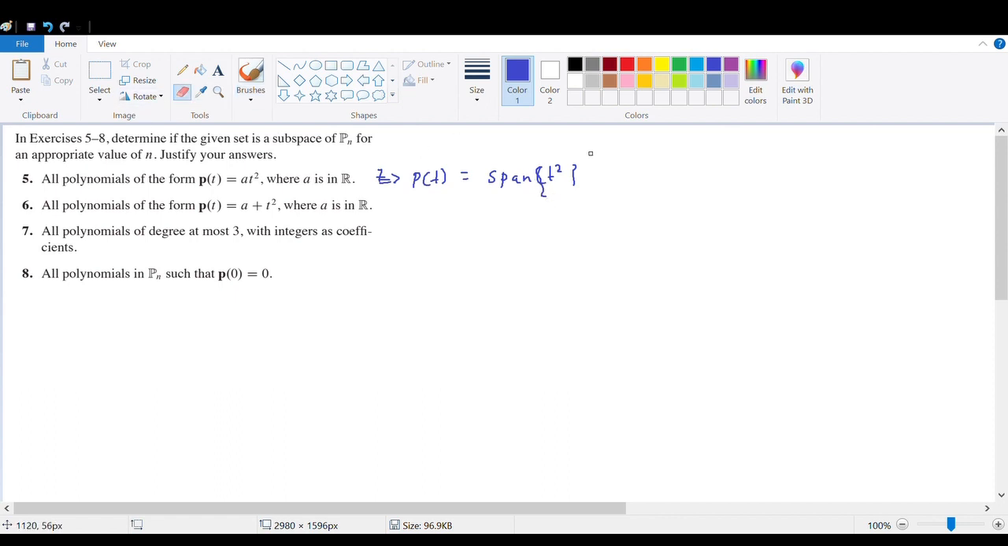Now if we can write this as a span, then by theorem we know that every span of vectors is a subspace. So from here, since this can be written as a span, the set is a subspace.